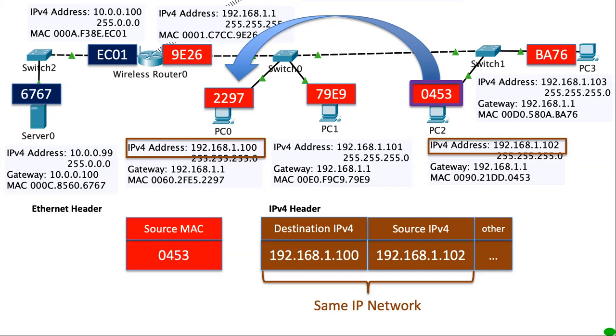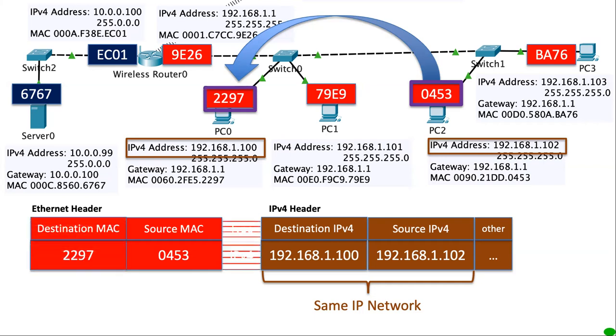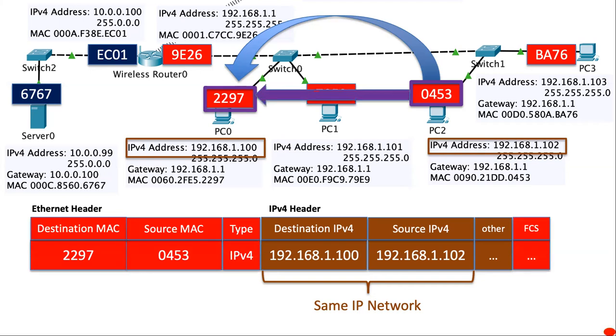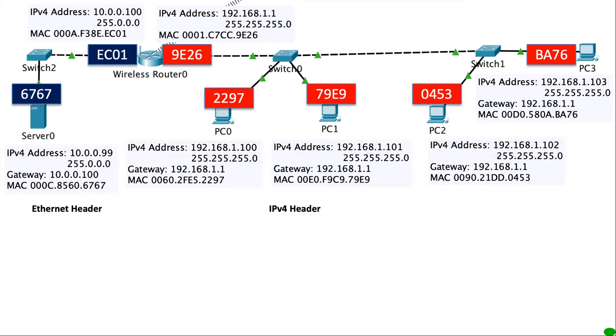And the destination MAC address, again, these two IP addresses are on the same network. So PC2 knows that it can send the Ethernet frame directly to this device. So the destination MAC address will be 2297. Okay, and then we encapsulate the rest of the Ethernet frame, and the Ethernet frame is sent from PC2 to PC0. All right, let's do another one.